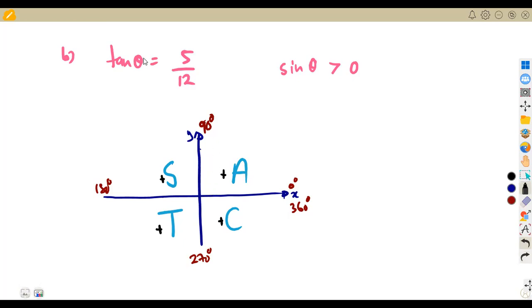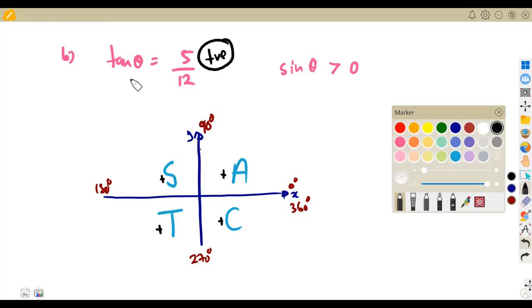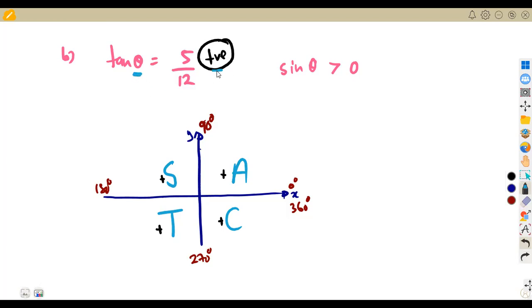So they are saying tan theta is 5 over 12. As we can see here, you are given a value, 5 over 12, and it's positive. So the tan of theta here is a positive value. By having a positive value, we are in confusion right now, because there are two quadrants where we can have tan being positive.